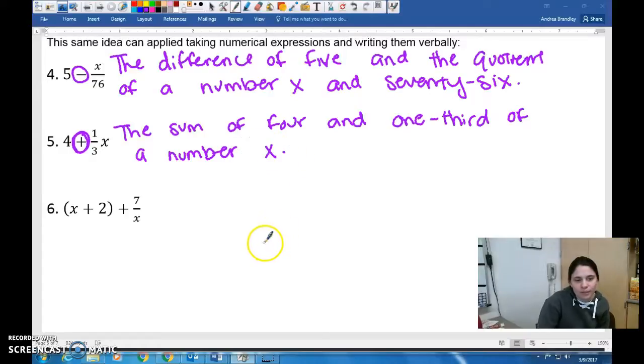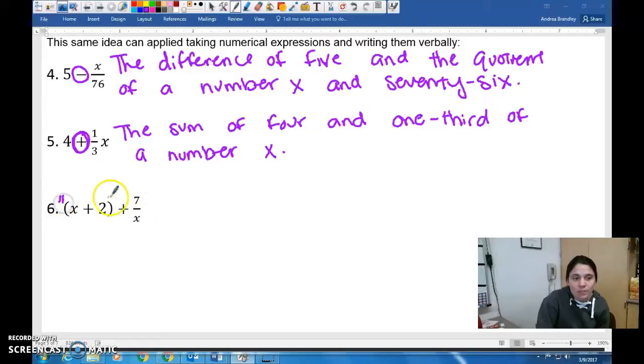So now on number 6, each part of my addition problem is kind of a big thing. So the way that they did it in the expressions we have above in our notes is they would call these two things quantities. So it's the quantity of the sum of x and 2 and the quantity of the quotient of 7 and a number x. So that is great. If you like that way, do it that way. I'm going to show you one other way you can do it, and it's using quotations.